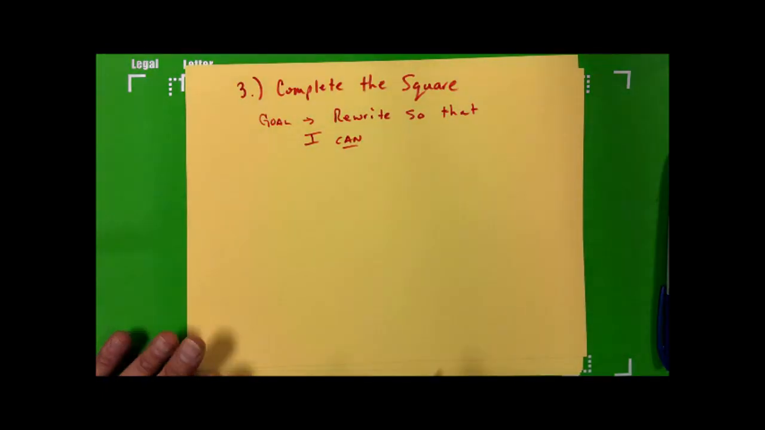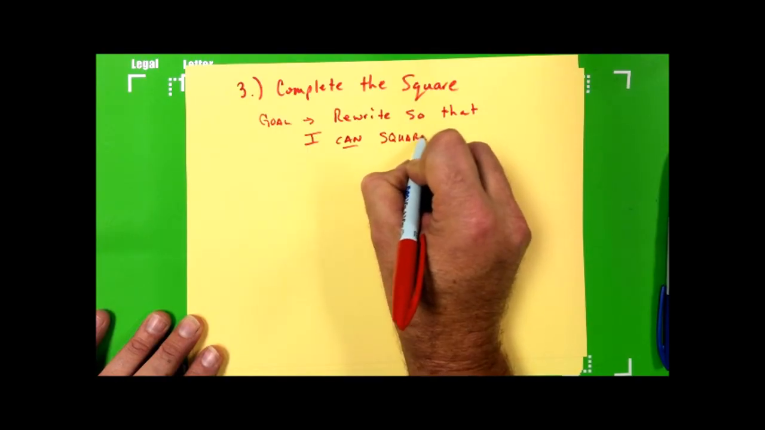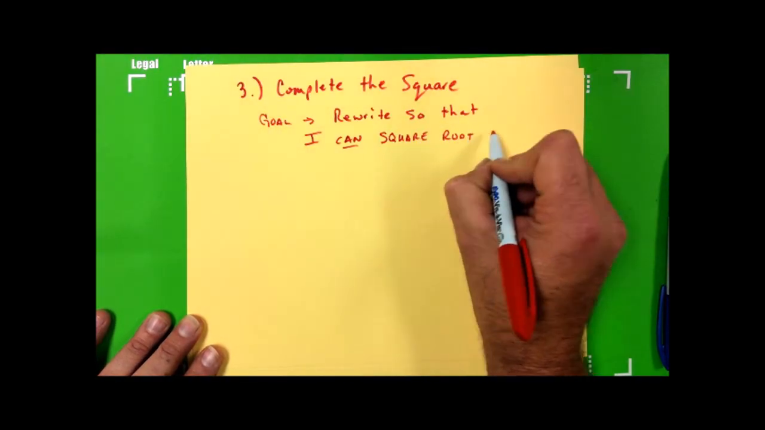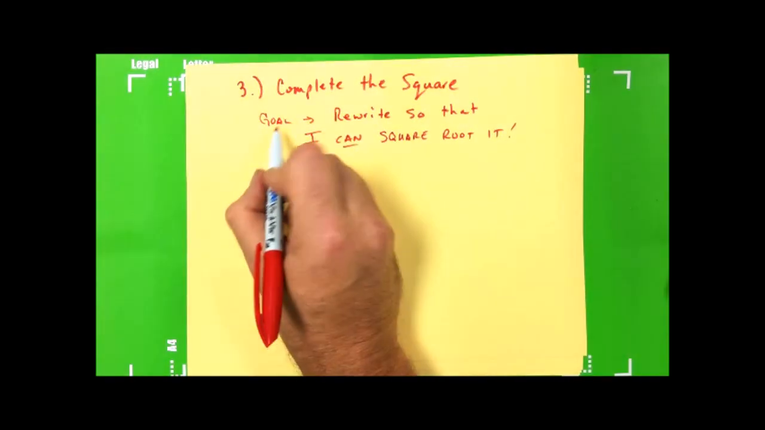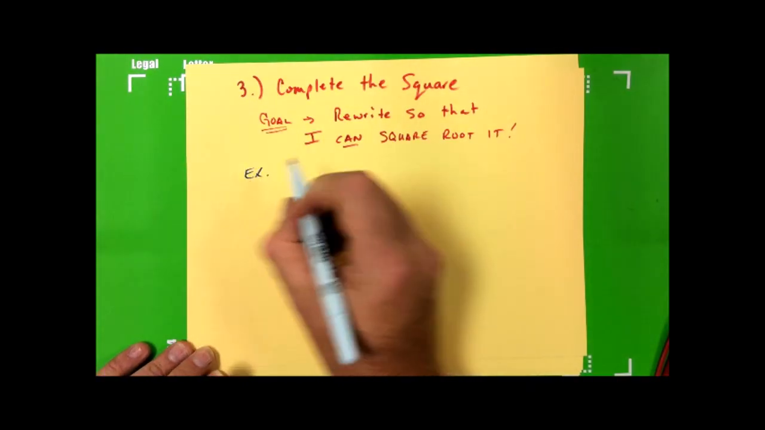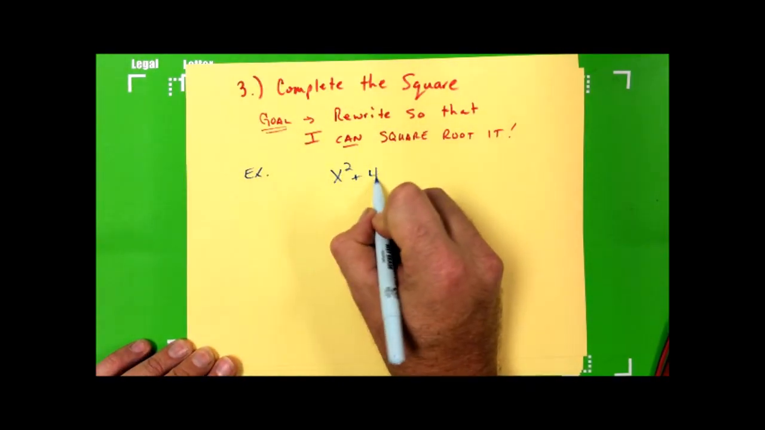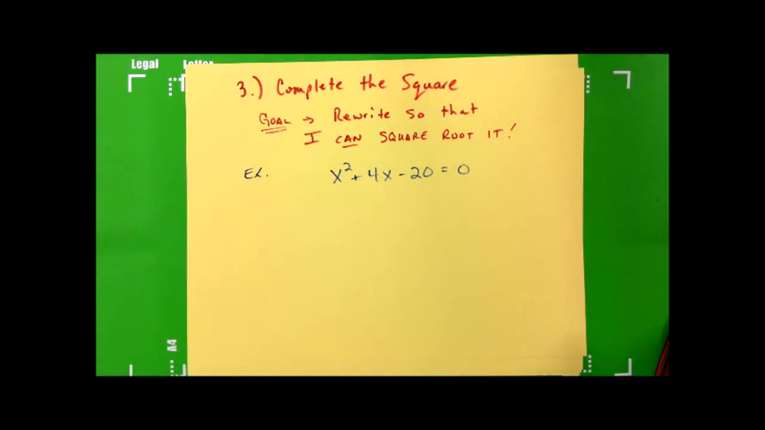And it is to be able to rewrite an equation so that I can square root it. Perfect example of that would be a problem that looks like this. And I'm asking you to solve for x logically, obviously. Anybody see the issue?